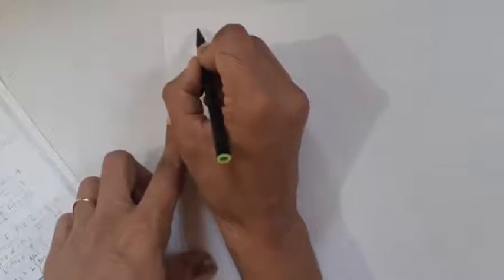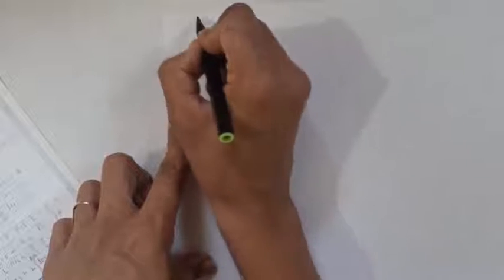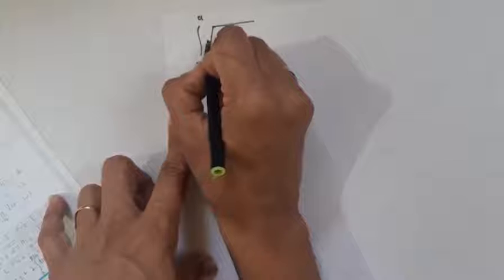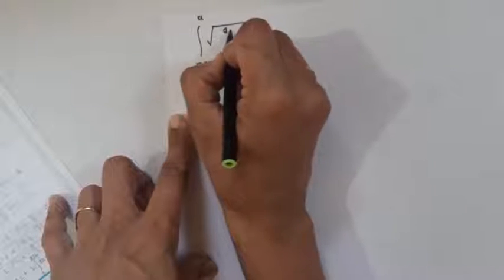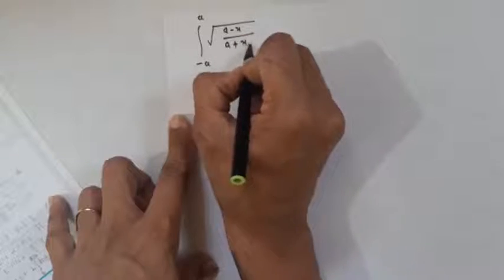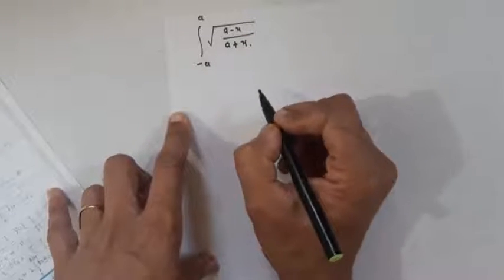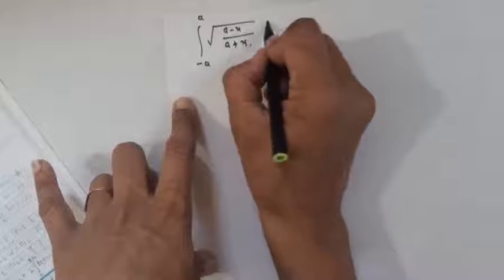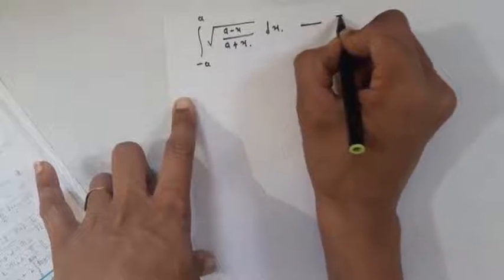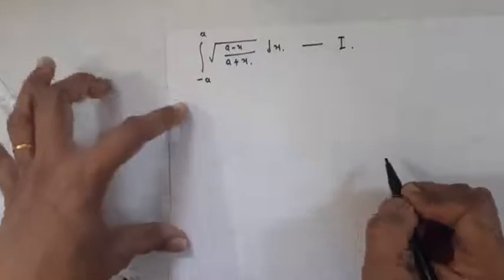Now the next question: evaluate the integral from minus a to a of square root of (a minus x) upon (a plus x), with respect to x. Let us consider this as the integration I.